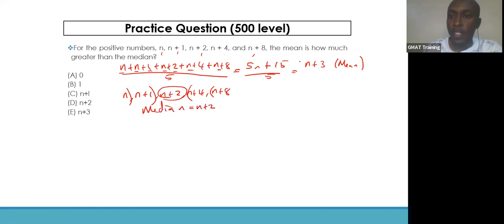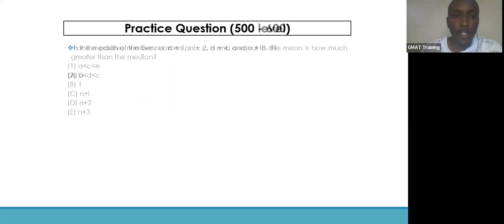And the question is, the mean is how much greater than the median? So the mean is n plus 3, the median is n plus 2. What's the difference? N plus 3 minus n plus 2. This is n plus 3 minus n minus 2. N goes out, 3 minus 2, that's 1. And therefore our answer is B. All right, let's try this other question. Please pause, give it a try, then I'll jump in.